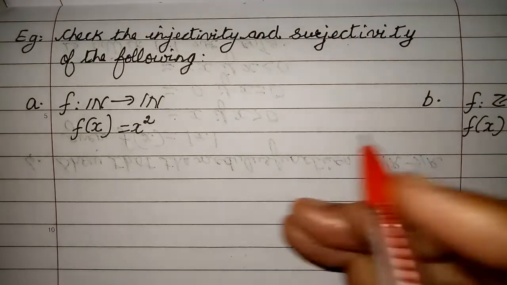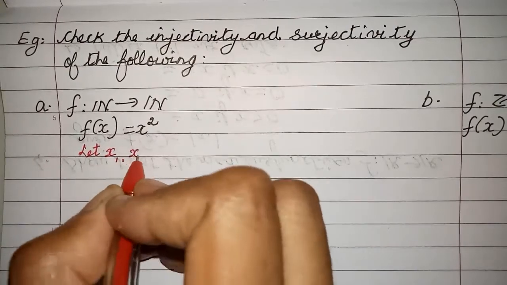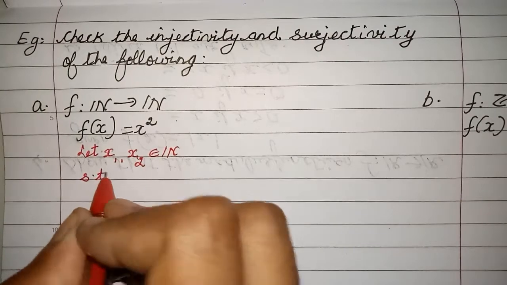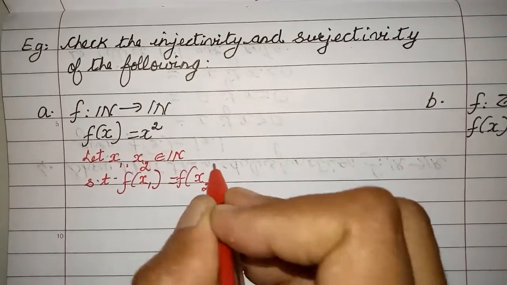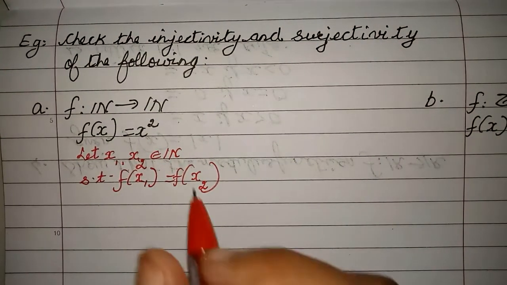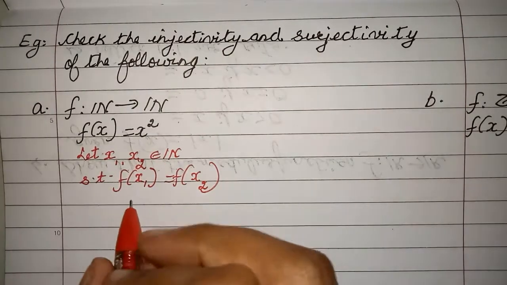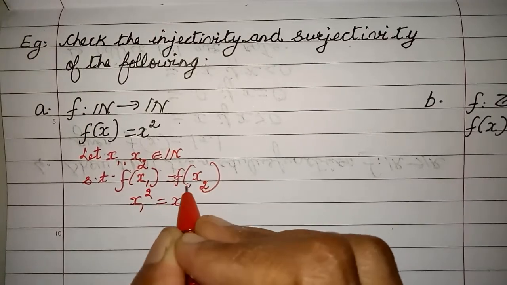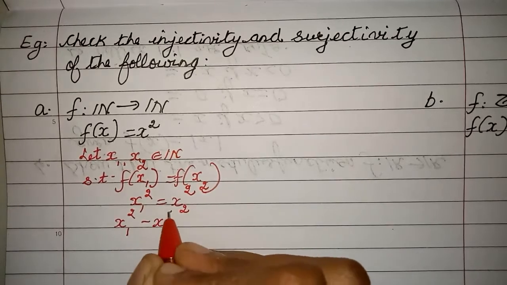Okay. So as usual, for injectivity, let x1, x2 belonging to natural numbers be such that f of x1 is equal to f of x2. Injectivity, most of the times we do in the general way. Depending upon the set, mostly we do the general type of proving. So f of x1 equal to f of x2 means what, children? x1 square is equal to x2 square. So x1 square minus x2 square will be equal to 0.